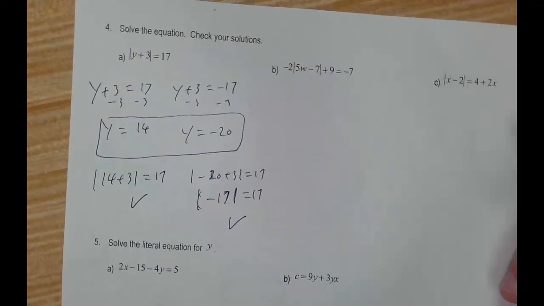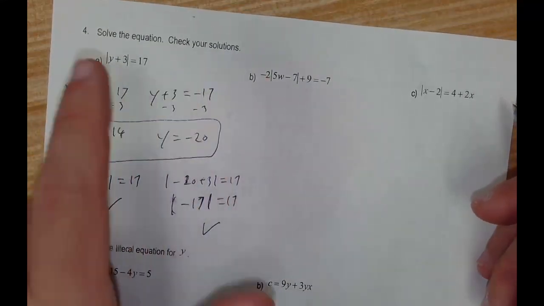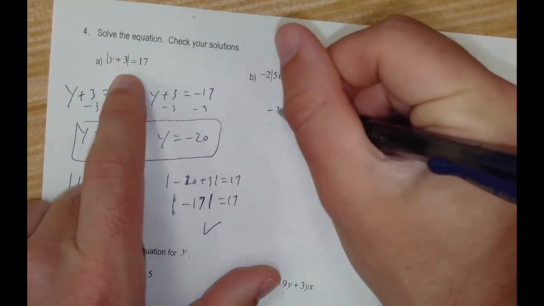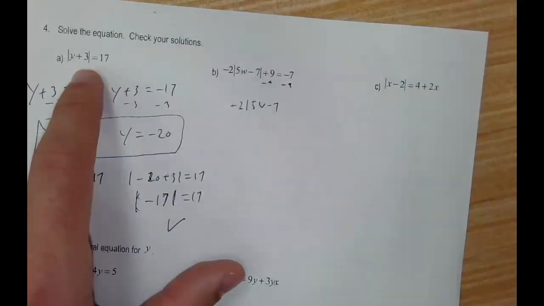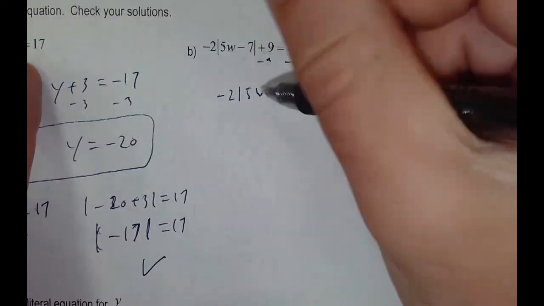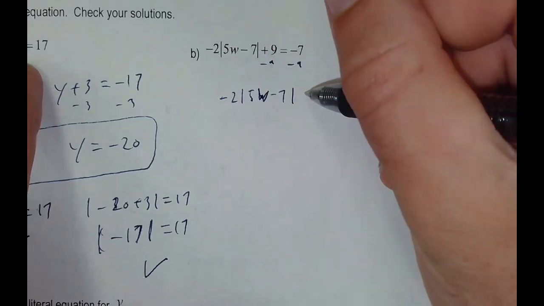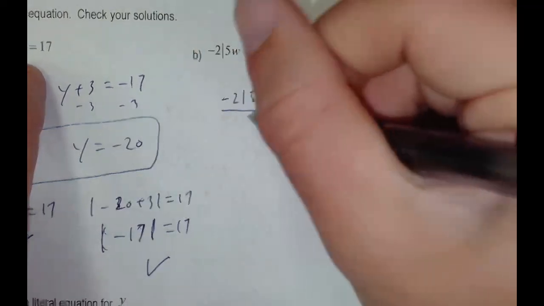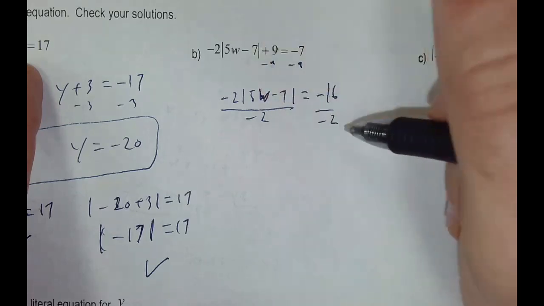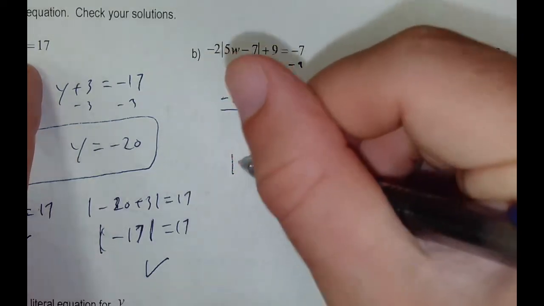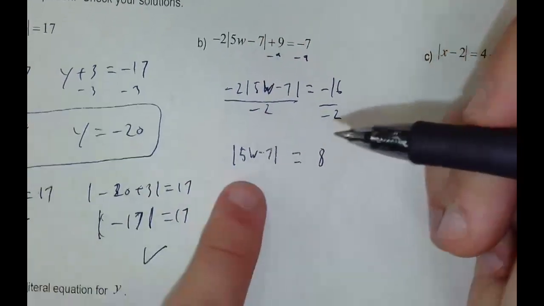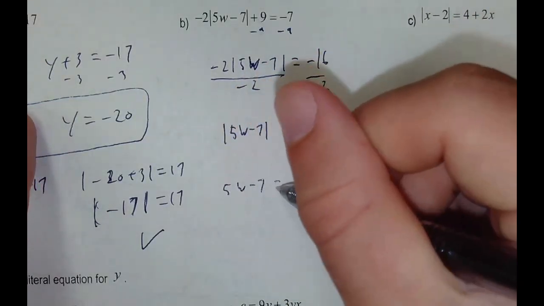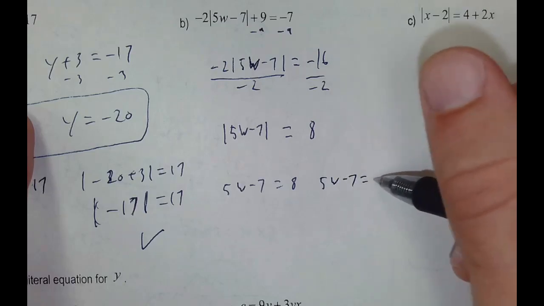Okay. For B, similar, but we have to take some steps to get it to look like this one. So we're gonna minus 9 both sides. So we'll have negative 2 times the absolute value of 5w minus 7 equals negative 16. Then we'll divide by negative 2, divide by negative 2, and we'll have 8 equals the absolute value of 5w minus 7. Okay. And then I can set up my two equations. So 5w minus 7 equals 8, and 5w minus 7 equals negative 8.